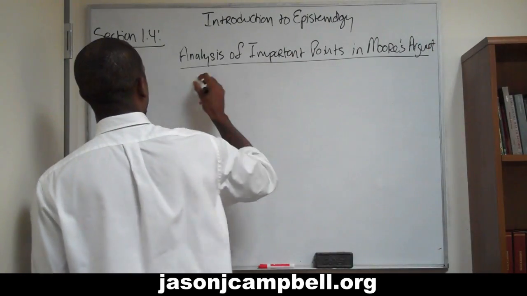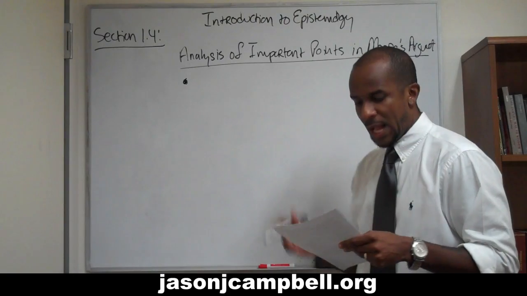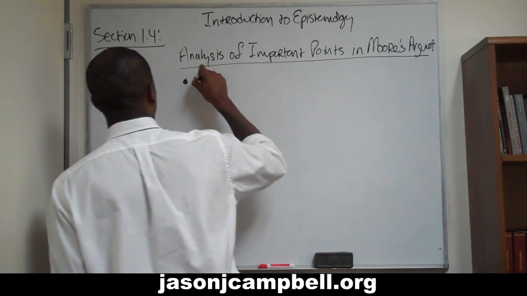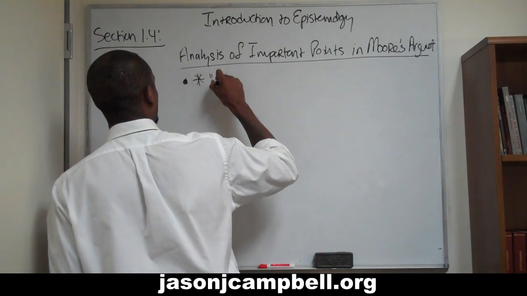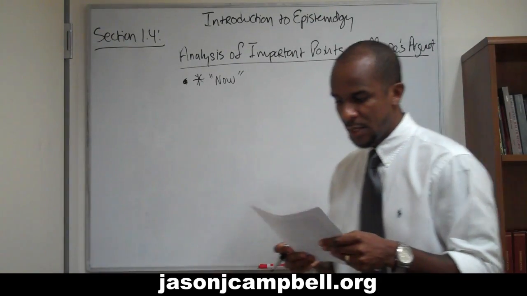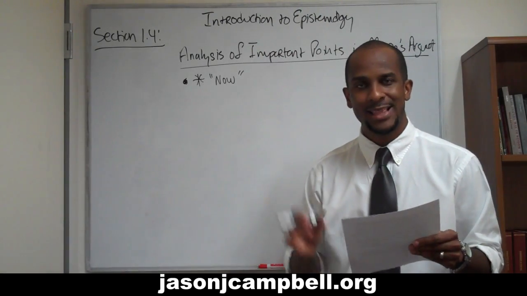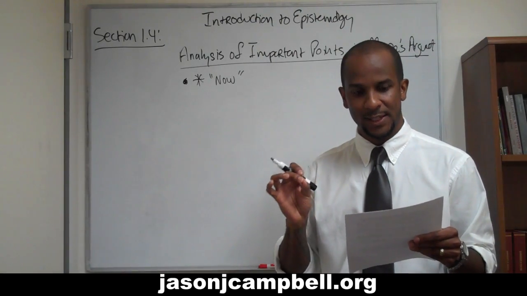Alright, so we're going to analyze some of the important points in Moore's argument. I can prove now, for instance, that two human hands exist. Right? That two human hands exist.